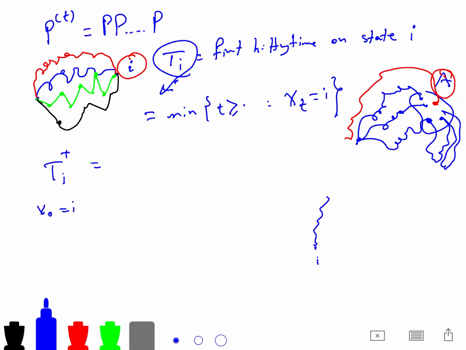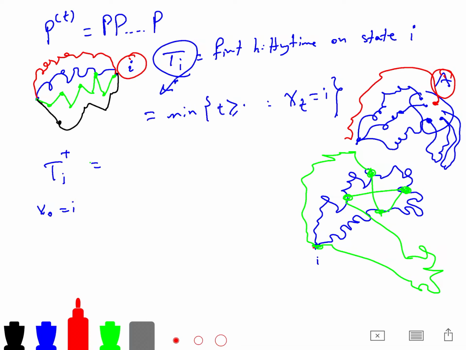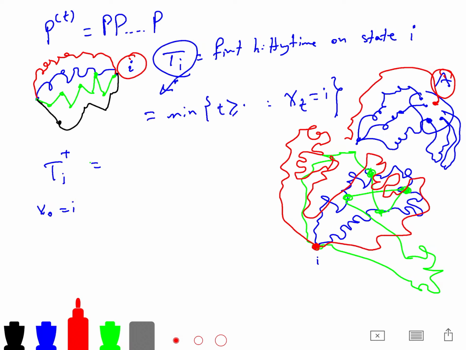For example, you start here, you go and discover different places of your state space, and after a time, you come back to I. Another path could be you go out, you mix with different states, you discover the state space, and then you go back. You start with I, you go out, you discover this beautiful state space, different areas, and then you come back. This is called the first return time, which is the minimum of times, but now greater than 1, such that X_t equals I.